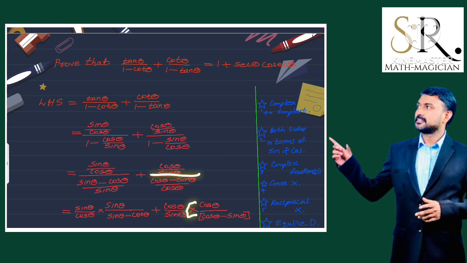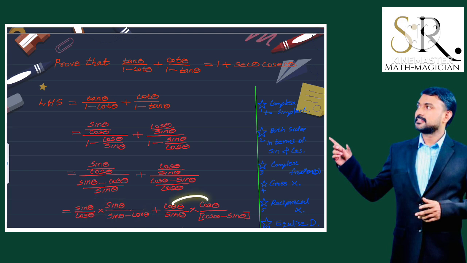Division changes to multiplication. This will go to the top and this will come down. So cos theta goes down, cos theta by cos theta minus sine theta. I think you understood. Now what to do? We can multiply sine into sine square. Cos into this, don't multiply the denominator. As it is, we can write cos into sine theta minus cos theta.